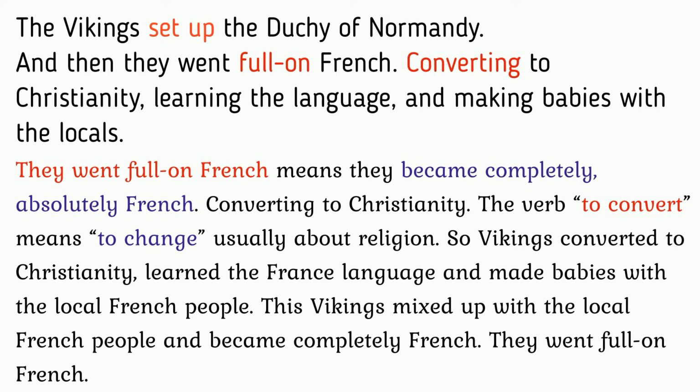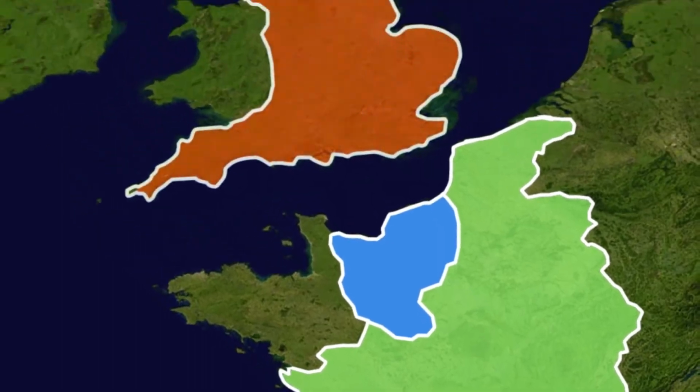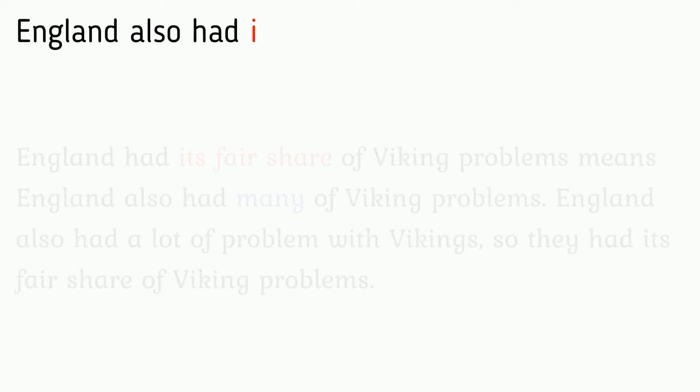The verb to convert means to change, usually about religion. So Vikings converted to Christianity, learned the French language, and made babies with the local French people. These Vikings mixed up with the local French people and became completely French. They went full-on French. England also had its fair share of Viking problems.